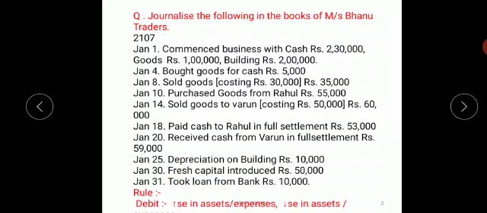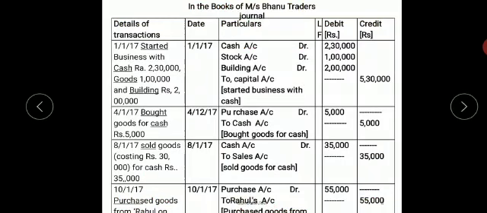Now these rules have to be written somewhere in the corner of the page so that it will be easy for us to refer what is to be done. So we'll see what the journal is, how it is prepared. On top you write in whose books you are writing. So in the books of Messrs. Bhanu Traders has to be written. Then you have to write journal. Now what is given in block form is only the journal. It is having only date, particulars, ledger folio, debit and credit columns.